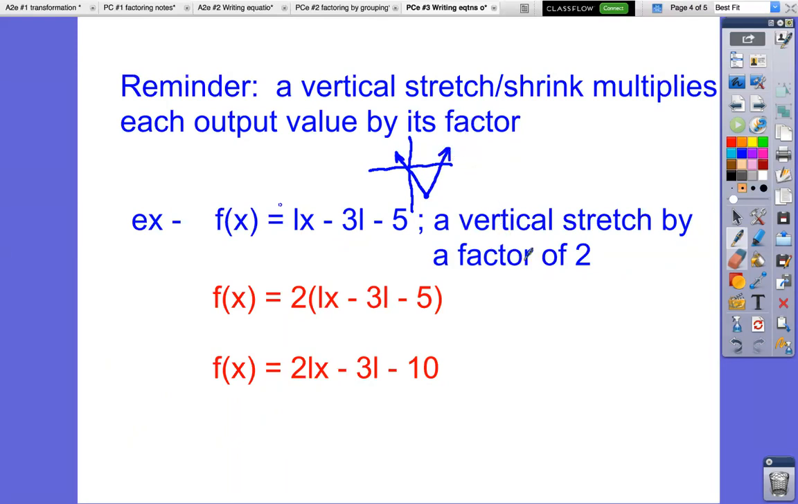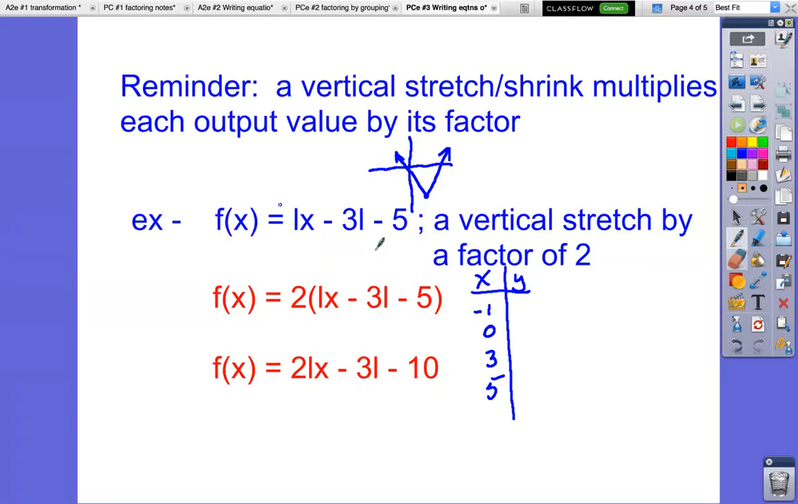Well, I want to show you this real quick, what a vertical stretch and shrink really does. So I'm going to go ahead and make a table. You do not have to do this. I'm just kind of proving a point. So I'm going to pick like -1, 0, 3, and 5. Okay. So for this graph that I just kind of threw up here, I'm going to plug these in. Let's just act like we don't know how to graph.